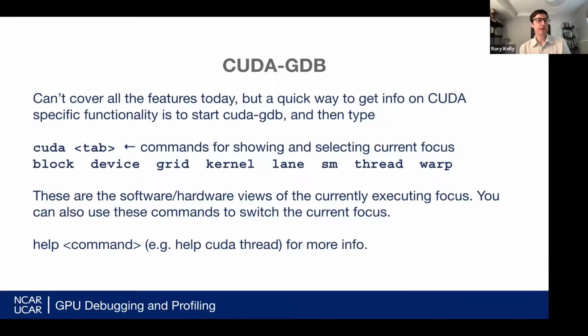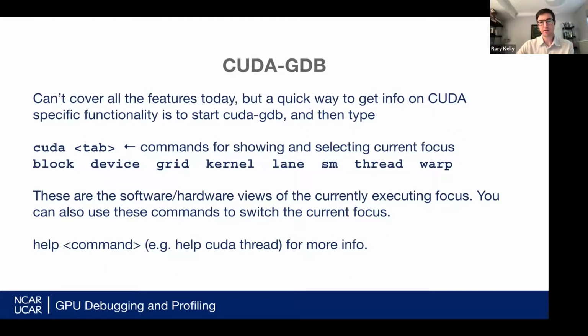And even that, I can't go into depth on all the CUDA extensions, but if you're inside a CUDA-GDB session, one thing you can do quickly to see what the CUDA specific things it can do are is type cuda and then hit tab, and tab completion will tell you the commands: cuda block, device, grid, kernel, lane, SM, thread, warp. Those are all things one can type. These commands basically help you either examine where your current focus is and also switch the focus. And by focus, I mean basically which thread inside of which block.